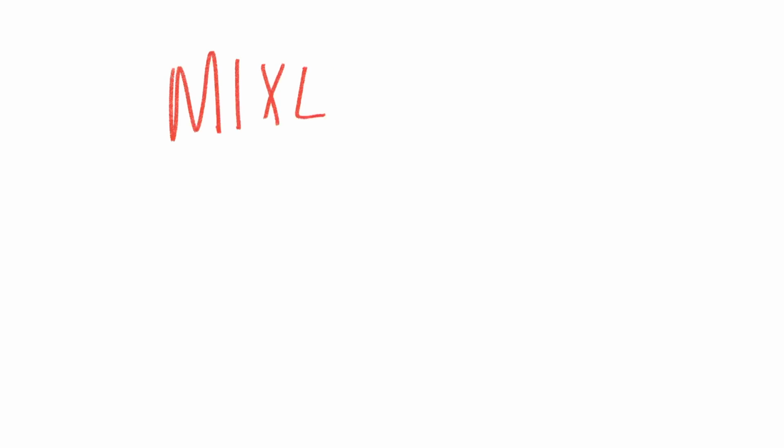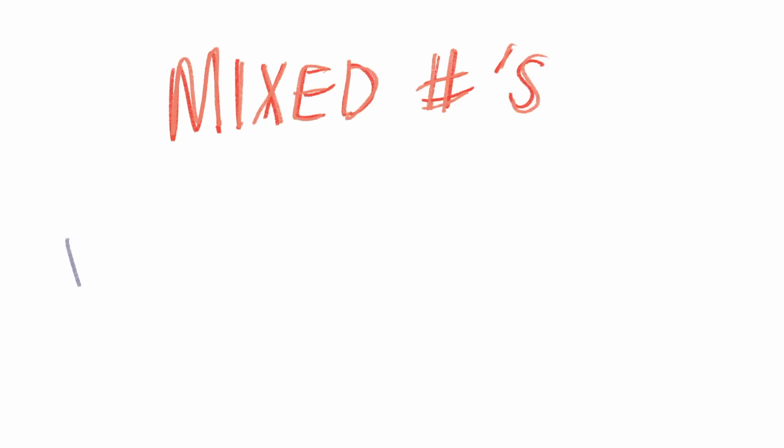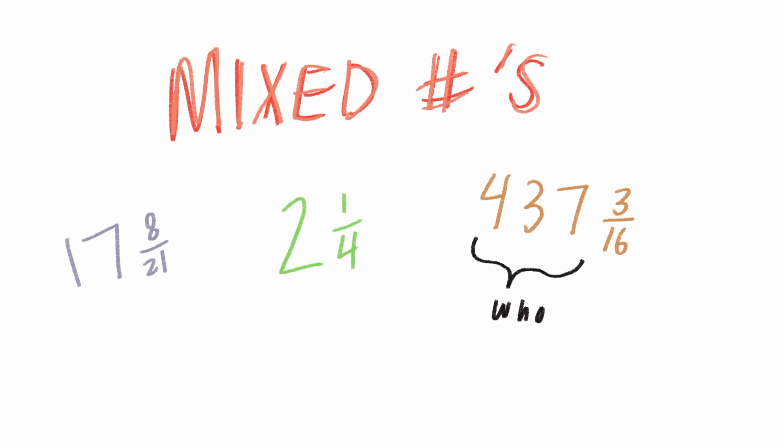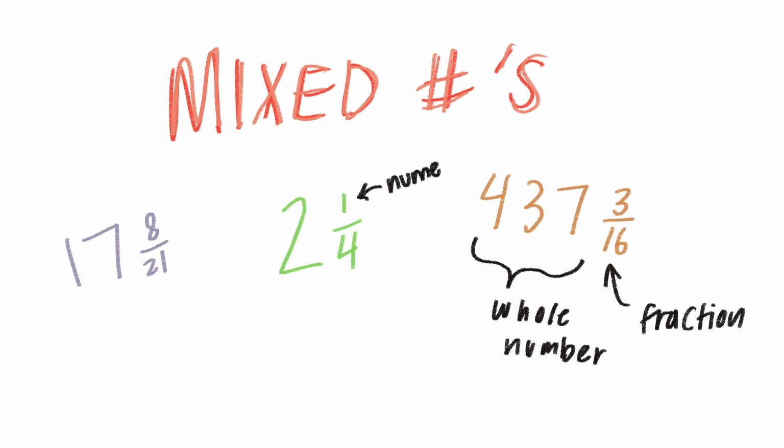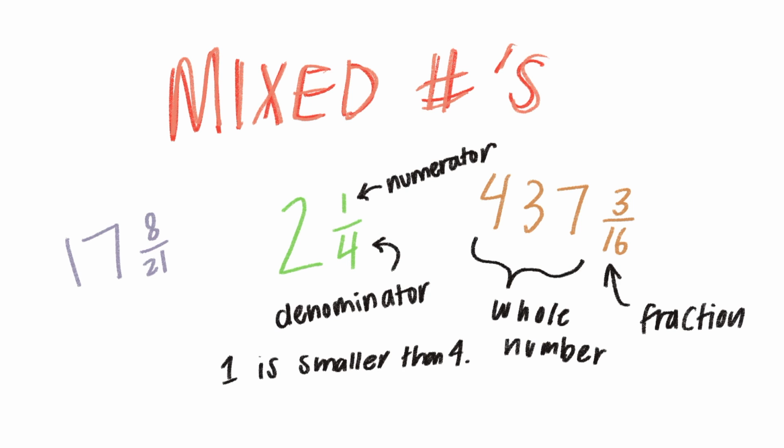A mixed number is when you combine a whole number and a proper fraction together, and here's some examples. You can see that there's a whole number on the left and a fraction on the right. When we just look at the fraction parts, we see that the numerators are all smaller than the denominators, and this means that the fraction portion is always less than 1.